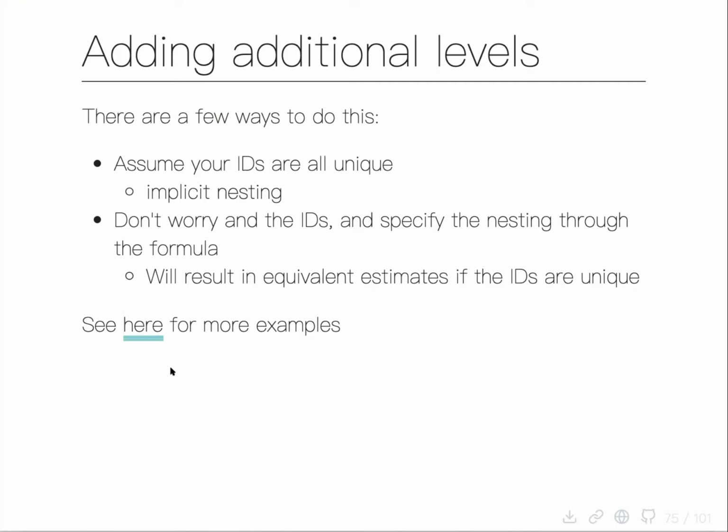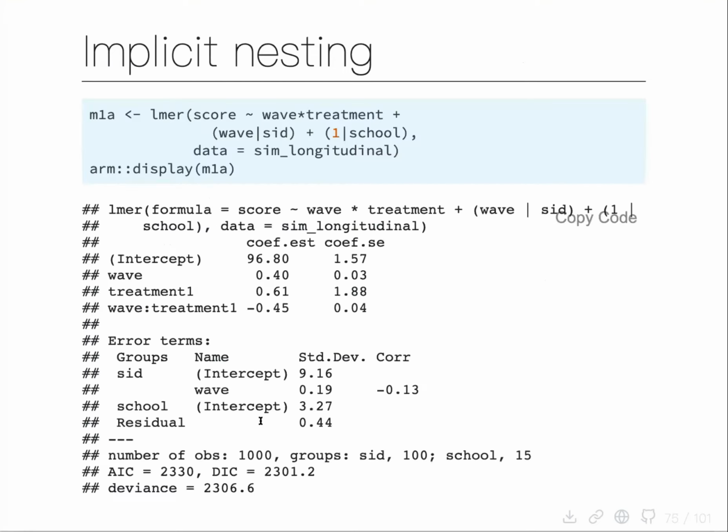So here, and this link is a blog post. It'll take you through a bunch of different examples. Okay. So here's an implicit nesting example. Okay. I have score that's modeled by a main effect for wave, a main effect for treatment, and their interaction. Okay. And then I'm saying plus the intercept and wave are going to vary randomly across SIDs. And the intercept is going to vary randomly across schools. Okay. And if every SID is unique, this will work.